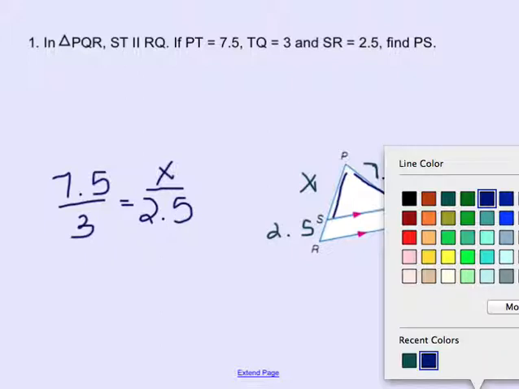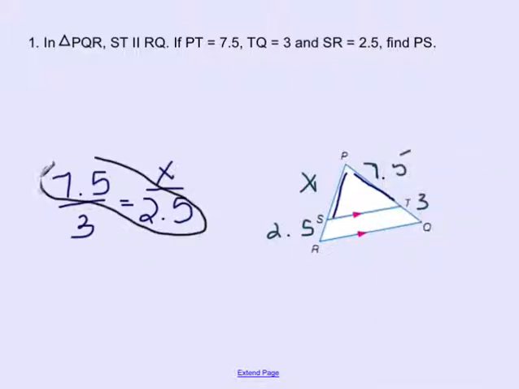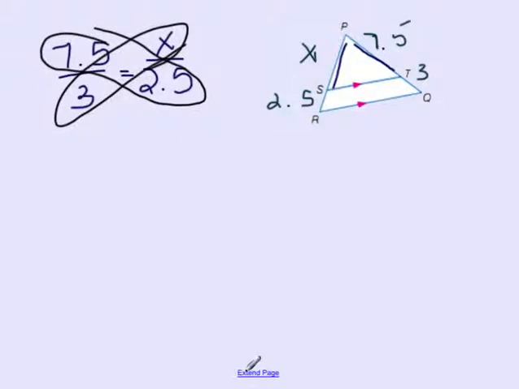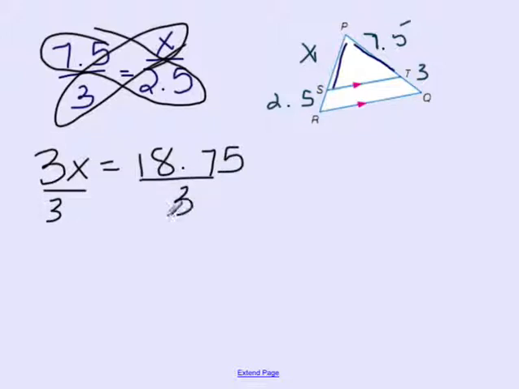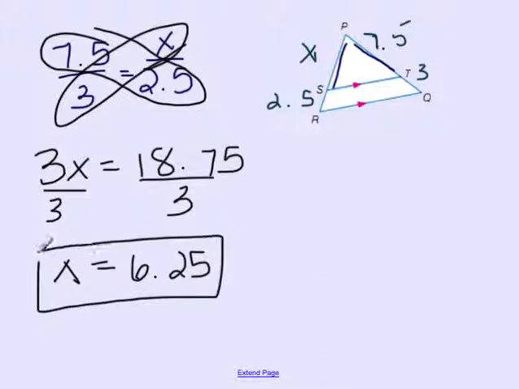Now remember, to solve these we use something called cross multiplication. So 3 times x is 3x, and 7.5 times 2.5 is 18.75. Next, that 3 is being multiplied by the x, so we're going to divide both sides by 3. And then we get that x is equal to 6.25. So x is equal to 6.25.